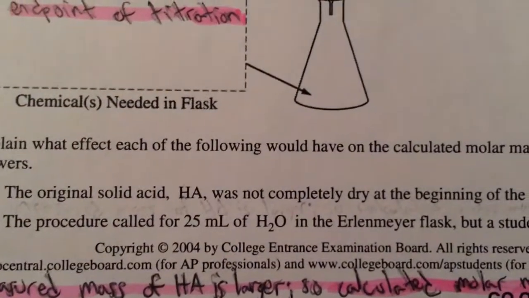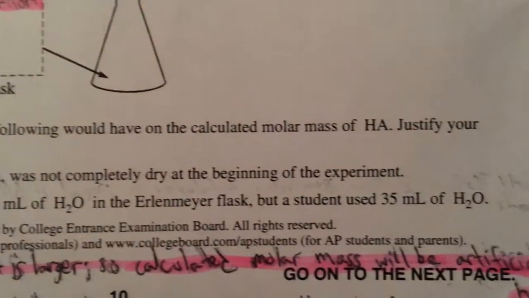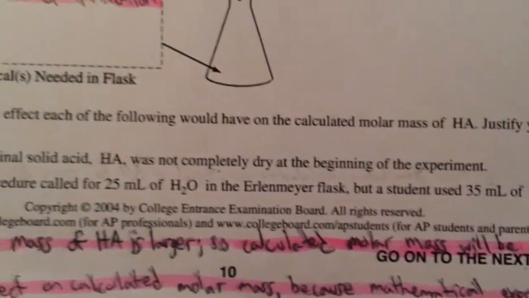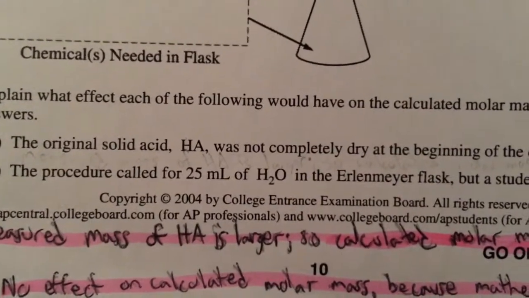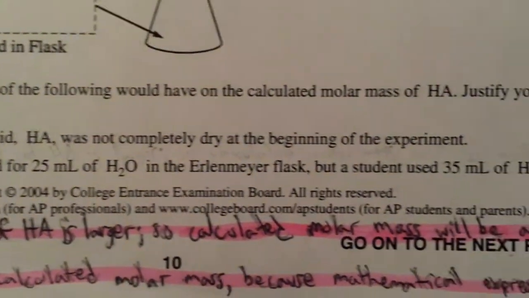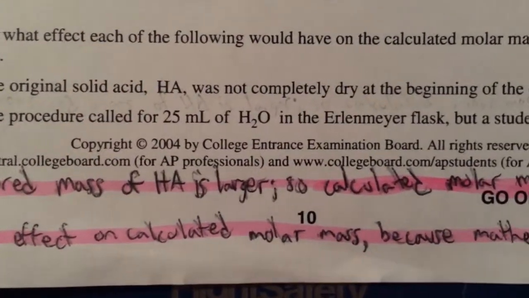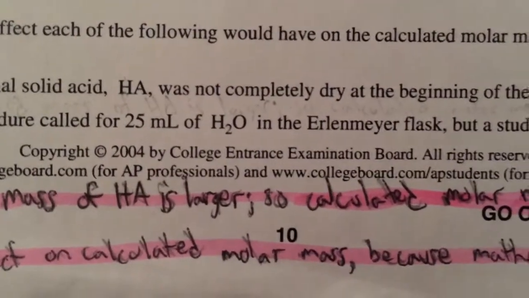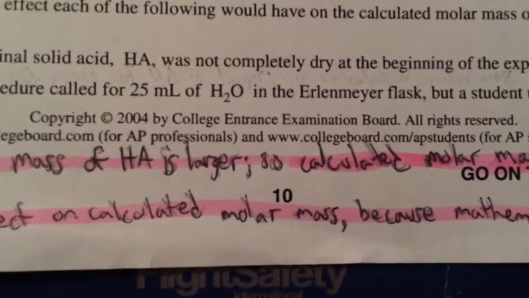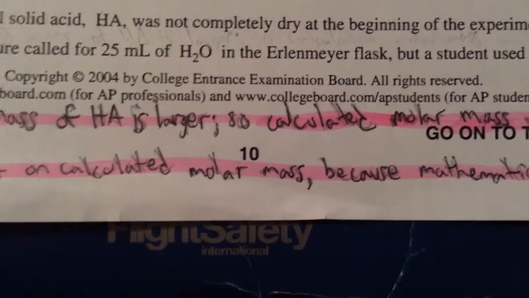Part G. Explain what effect each of the following would have on the calculated molar mass of HA. Number 1. The original solid acid HA was not completely dry at the beginning of the experiment. The measured mass of HA is larger due to the hydration of the acid with the water molecules still present on it. The mass of HA would be artificially large.